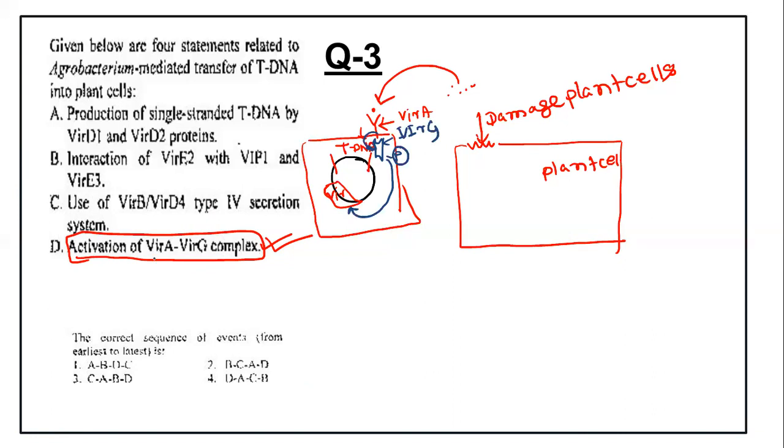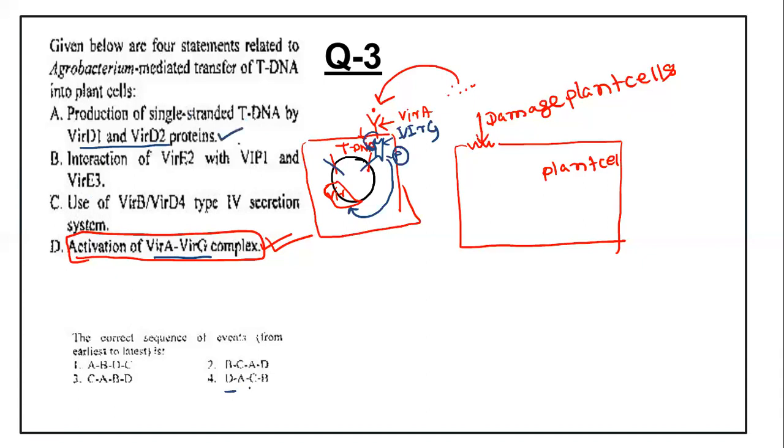So activation of the VirA and VirG complex happens first, and VirD will be the first one. Now you can see the production of single-stranded T-DNA by VirD1 and VirD2. VirD1 and VirD2 act as an endonuclease. This induces a nick in the right and left border sequence. So that's actually the function of VirD1 and VirD2.